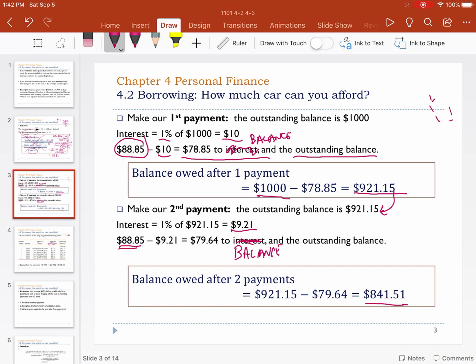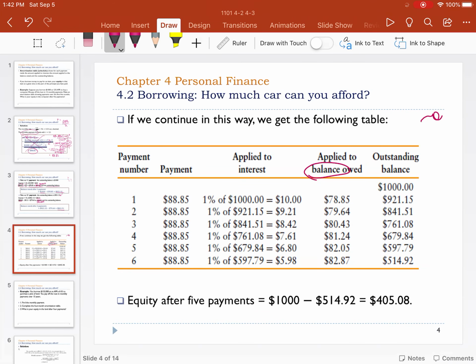You can always pause this, rewind it if you need to, but let's go to the next slide and see what we just did. We first applied $78.85 to the balance owed, then we went up to $79.64 to the balance owed. So it's getting better, and you see as you continue this process, it's above 80 here and keeps on growing and growing. At the same time, the interest comes down. So this will be done in a very short period of time. It looks like we're done in 1 year or so. But this calculation never changes, exactly the same.